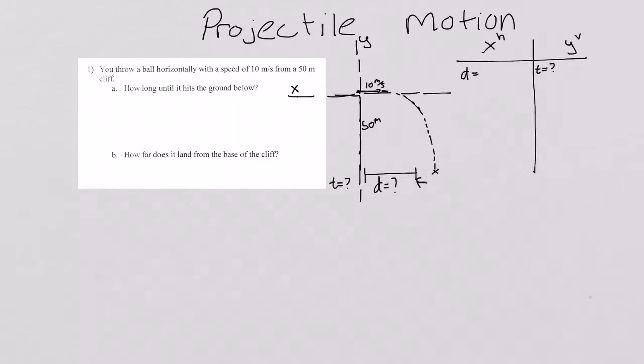What do we know about x? Well, we know a little bit. We see that this 10 right here is moving horizontally. So we know that the velocity is equal to 10. We don't really know much else. We're trying to find out what d is. In y, we know a little bit more information.